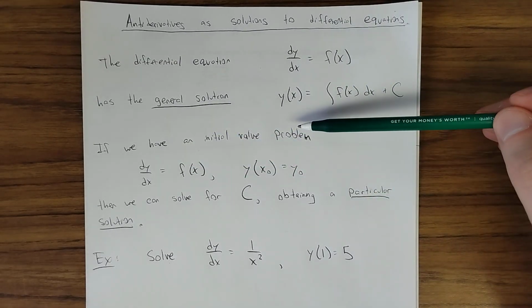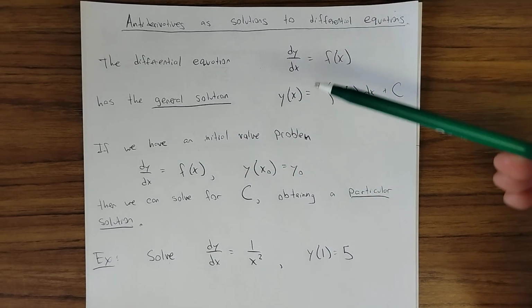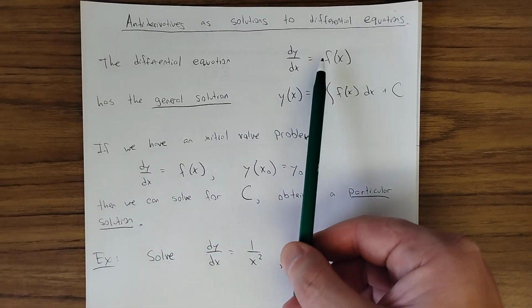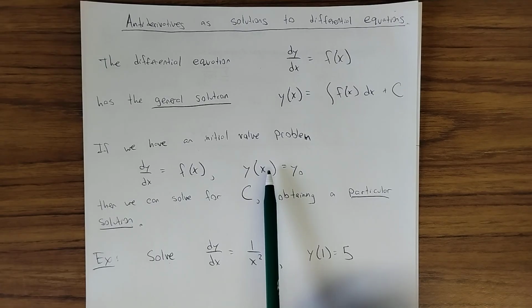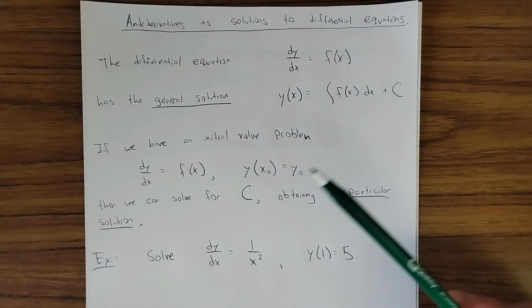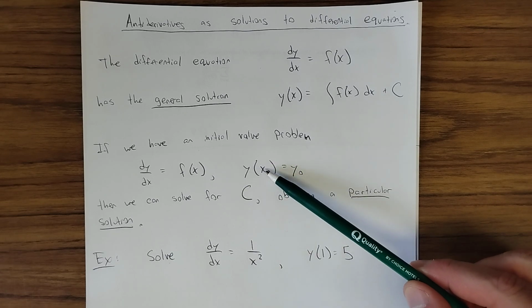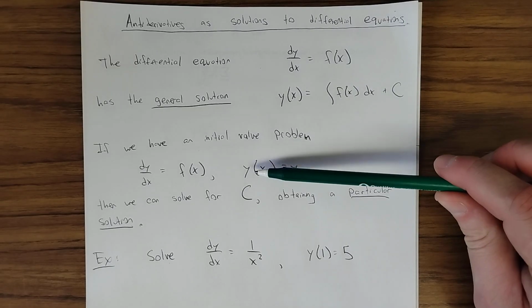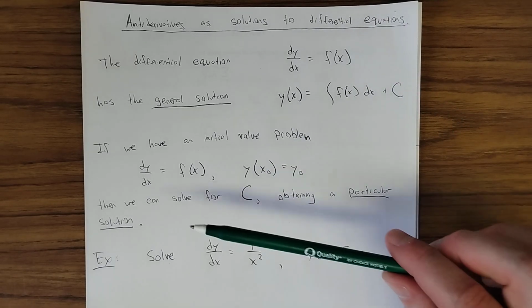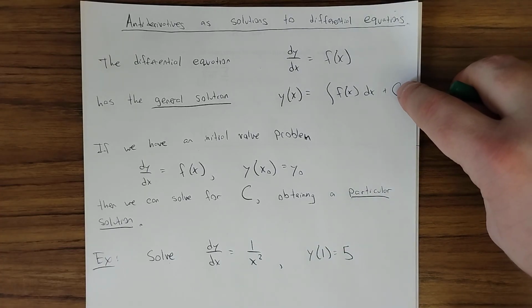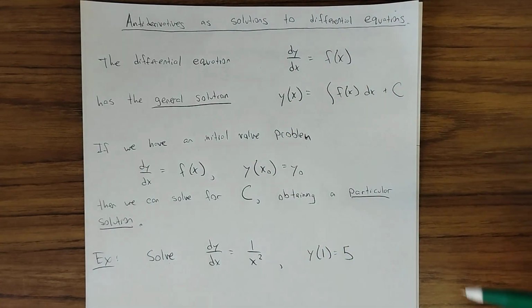If you do have another piece of information, and more specifically, this is the same exact differential equation from before, but the extra piece of information is this. This is an initial value. In particular, we're told that y of a certain number equals a certain other number. And if we're given that piece of information, then we can actually solve for c. There will only be one value of c that satisfies this, and we call that a particular solution.